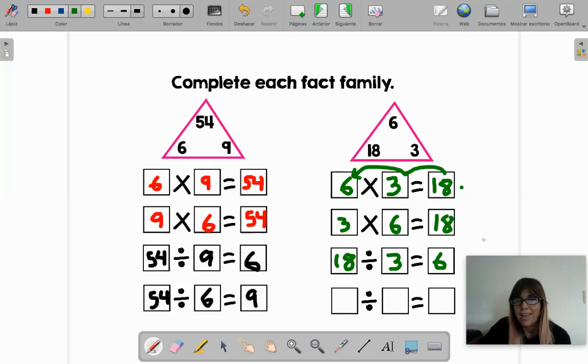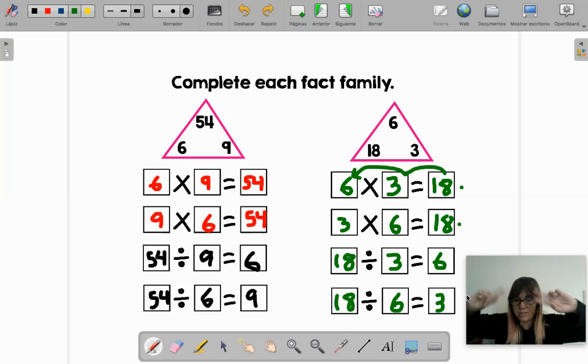Okay? And now I do the second sentence. 18 divided by 6 equals 3. Again, maybe this is the sentence you have here. It's okay. Maybe you just have them switched, but your answers are good. Who got it right? Yes, give me 5.